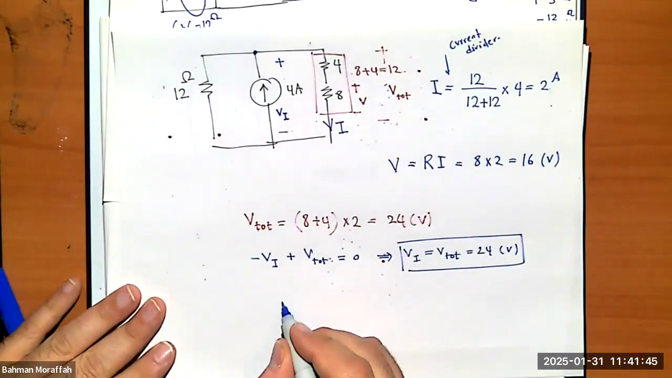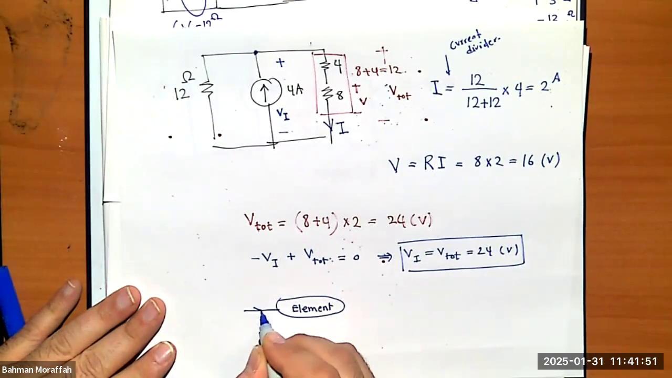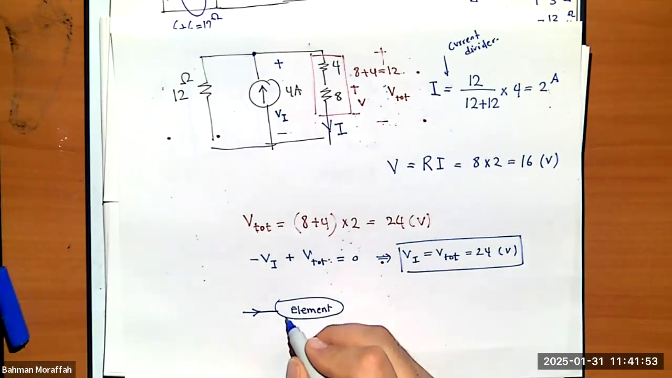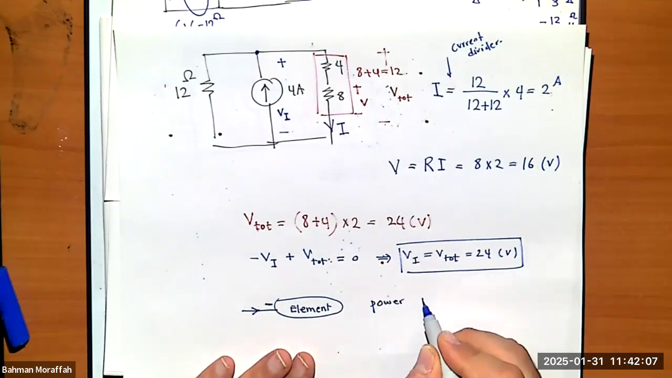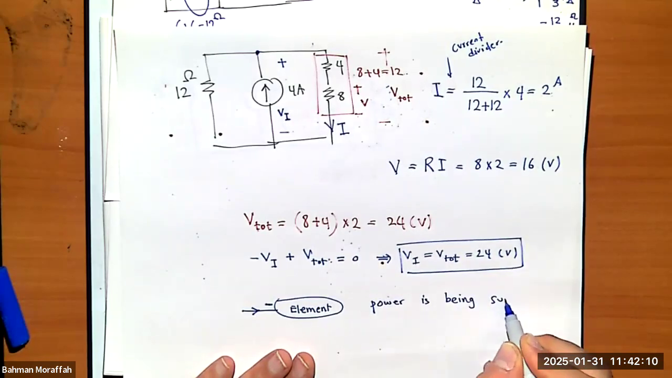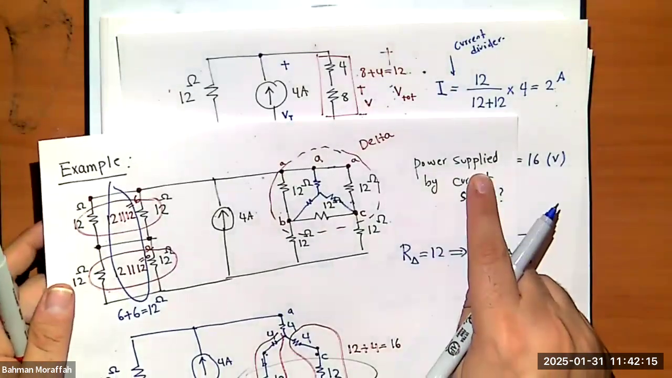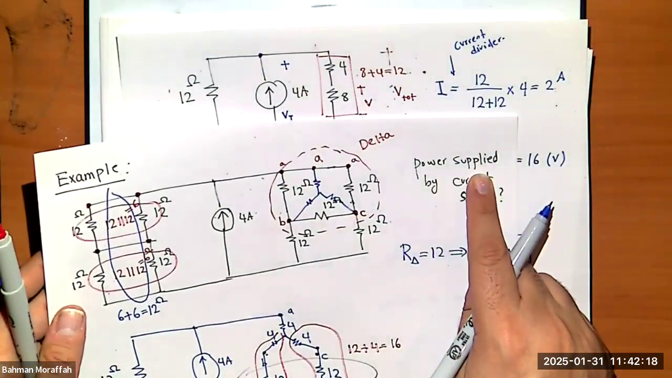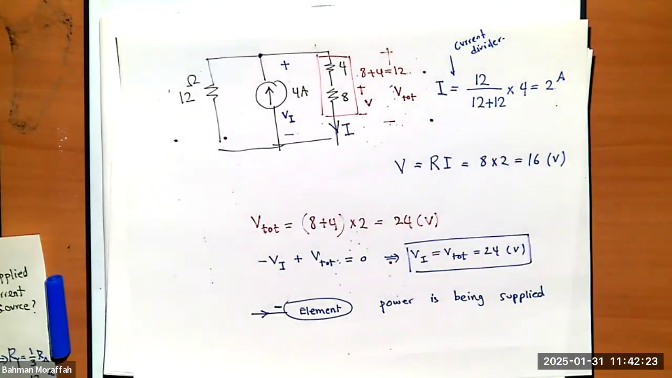Remember, if we have any element, this is my element, and I have this current. If the current hits the negative sign, what is the value of power? The value of power is negative, which means that the power is being supplied. But remember, the question is asking what is the power supplied by this thing? So I already know this power should be negative. Well, let's just see if we can actually get it negative.